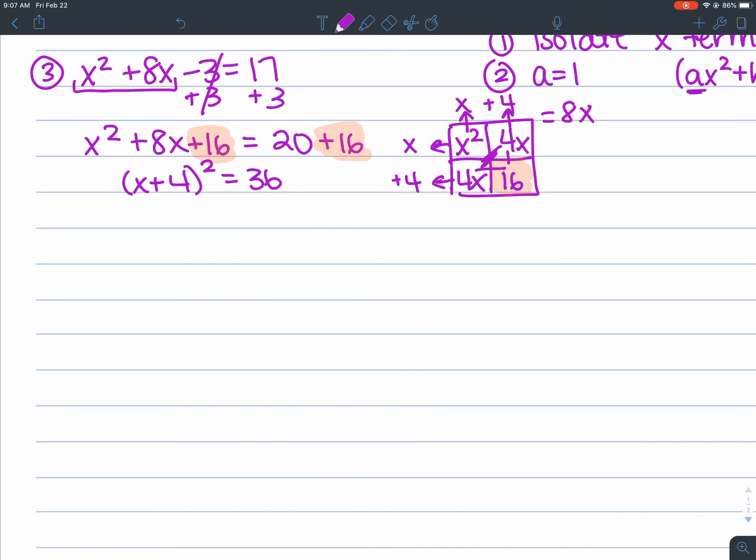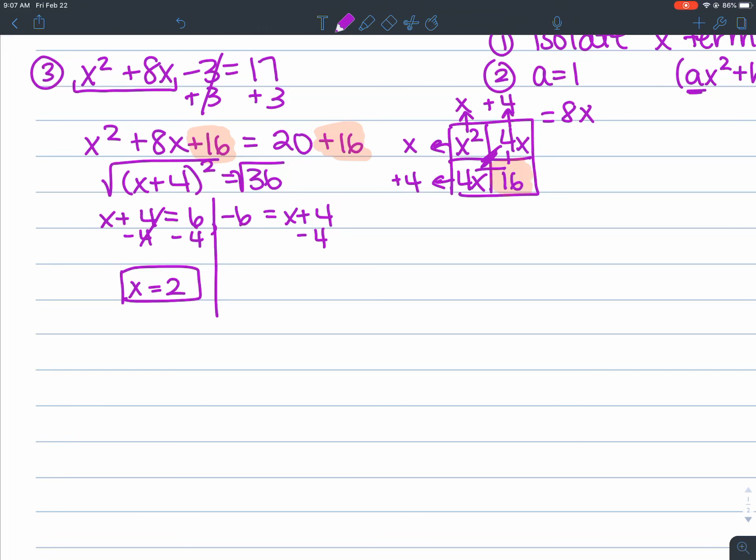And so from here on out, it's just the same as what we learned yesterday, where we're going to square root, and we get that x plus 4 equals both positive 6 and negative 6. So I'm going to create a second equation where this x plus 4 equals negative 6. And then I have one more step because I need to subtract 4. We get x equals 2. And I still need to subtract 4, so then I get negative 10. And those are my two solutions.